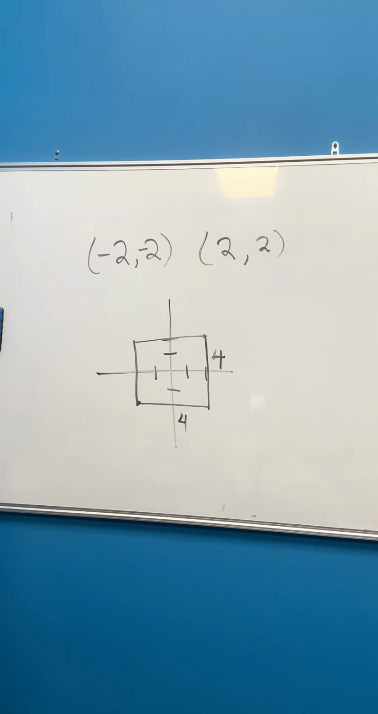So the area of our square is length times width. 4 times 4 is 16.